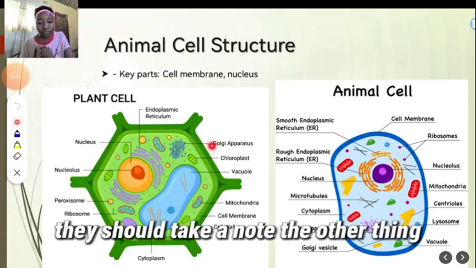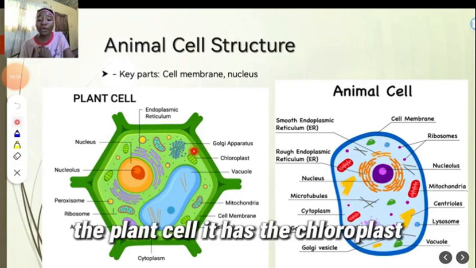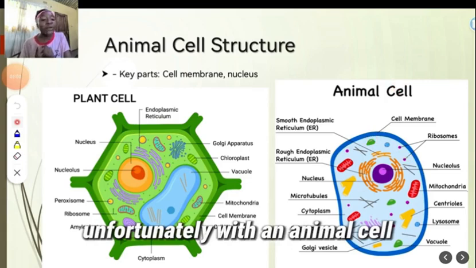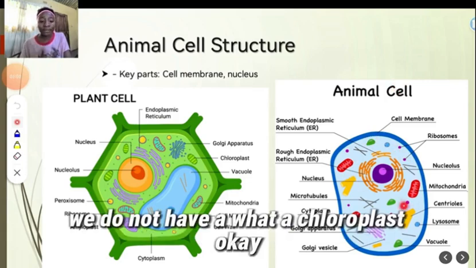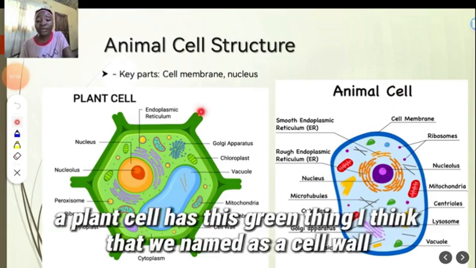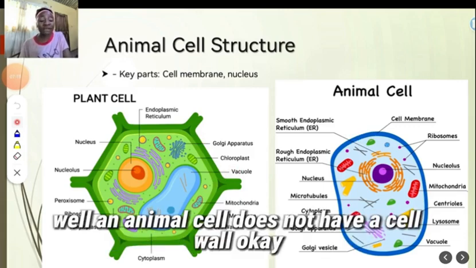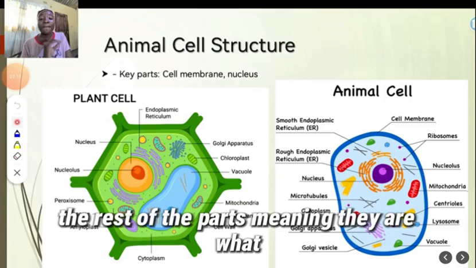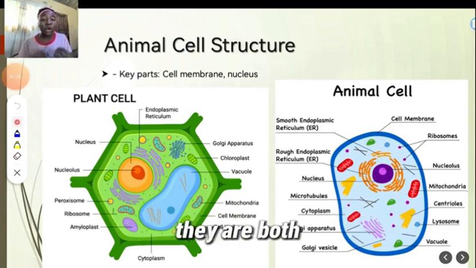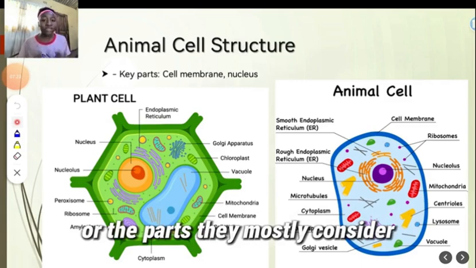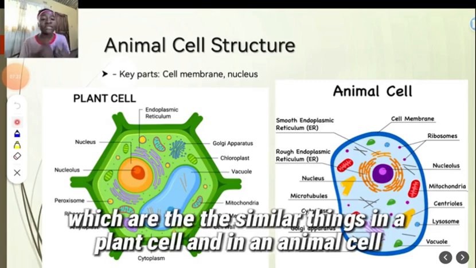The other thing: the plant cell has the chloroplast, the green thing you are seeing here. Unfortunately, an animal cell does not have a chloroplast. Hope you are following. A plant cell has a cell wall, while an animal cell does not have a cell wall. Having looked at these three differences, we're going to look at the similar things in a plant cell and in an animal cell, which are the parts they mostly consider.